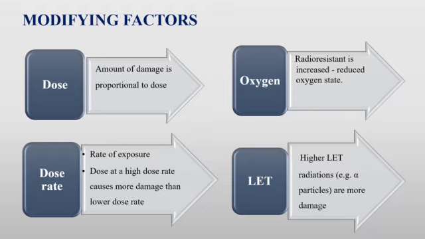Higher linear energy transfer radiations such as alpha particles cause more damage as they deposit energy densely, causing more localized and potentially damaging effects, while the low linear energy transfer radiations like X-rays and gamma rays deposit energy more sparsely so that there will be less damage.